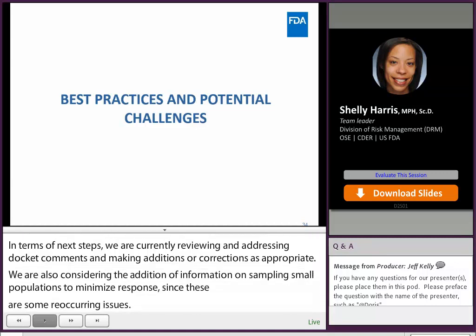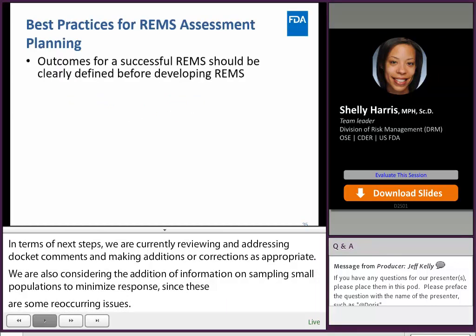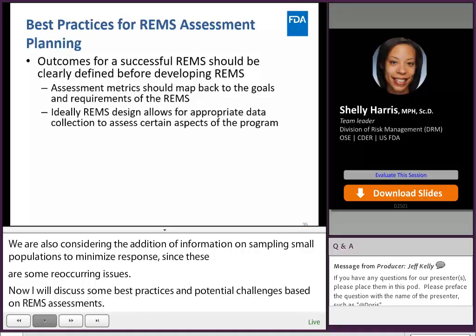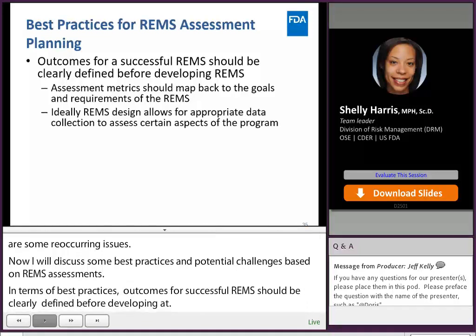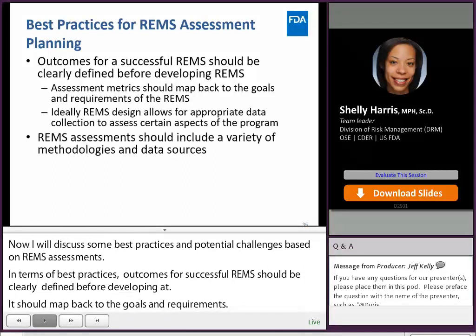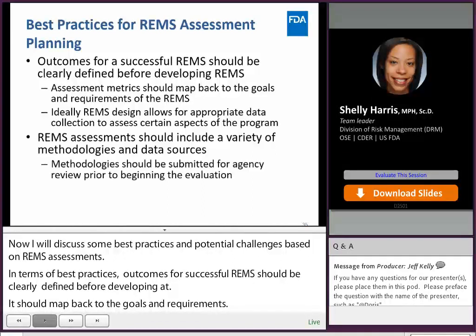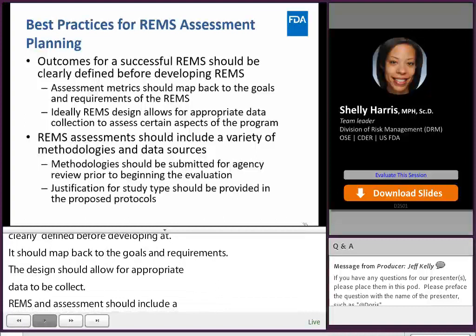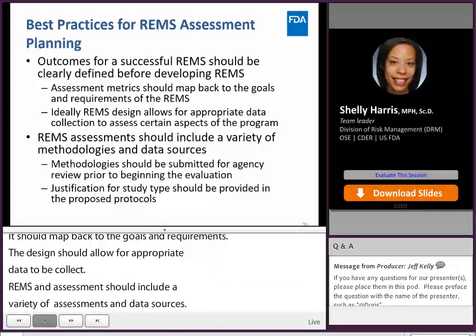In terms of best practices, outcomes for successful REMS should be clearly defined before developing the REMS. The assessment metrics should map back to the goals and requirements of the REMS. The REMS design should allow for appropriate data to be collected that assess the REMS. REMS assessments should include a variety of methodologies and data sources. These methodologies should be submitted for FDA review before implementation. Justifications for the proposed study type should be provided in the protocol.